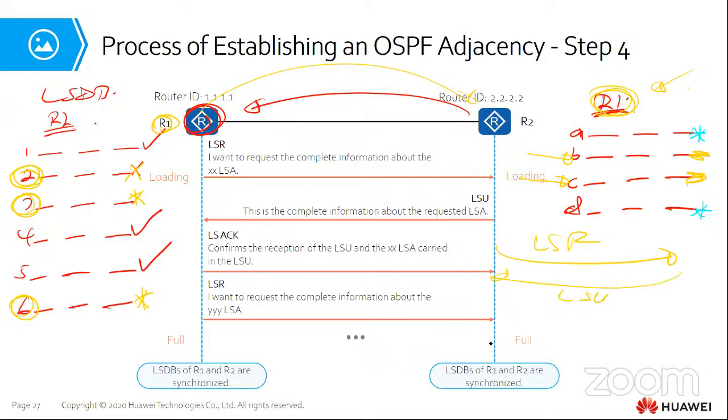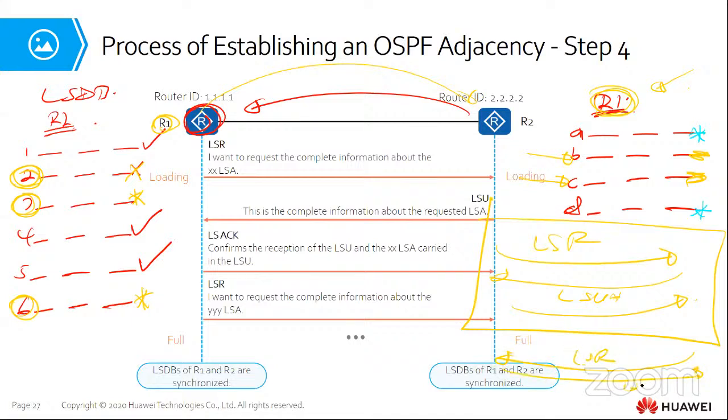This is the updated information about that link. Every time we receive an update, we send an acknowledgement for that update. In the same way, router 1 sends us a link state request, we send a link state update, and he sends us a link state acknowledgement. Does that make sense?